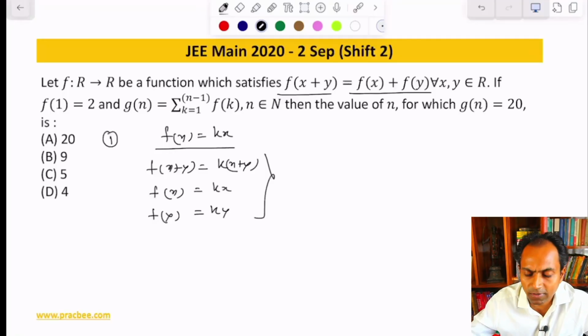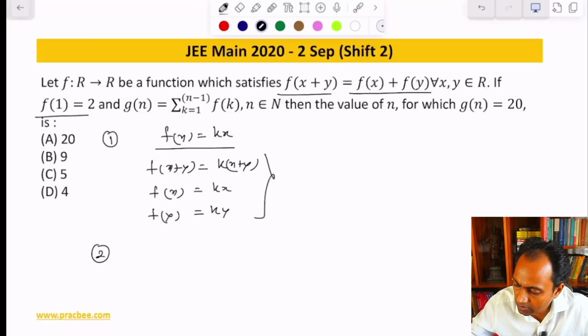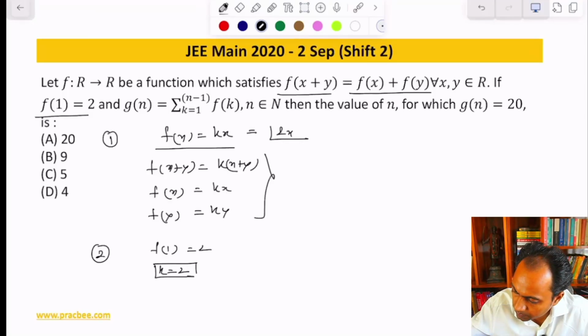Now in order to find the value of k, there might be something given in the question. You can clearly see that f of 1 is given. If I put 1 here, the answer is 2. So the value of k comes out to be 2. From here we have got our function. It is equal to 2x.